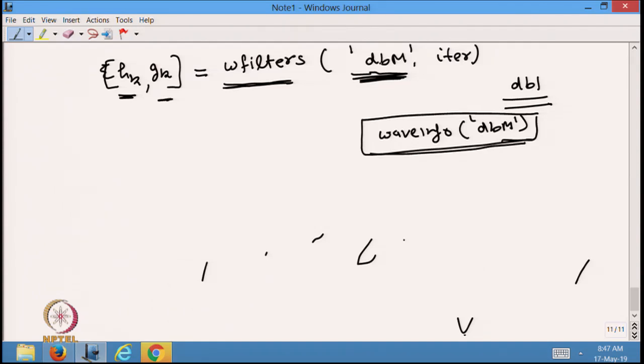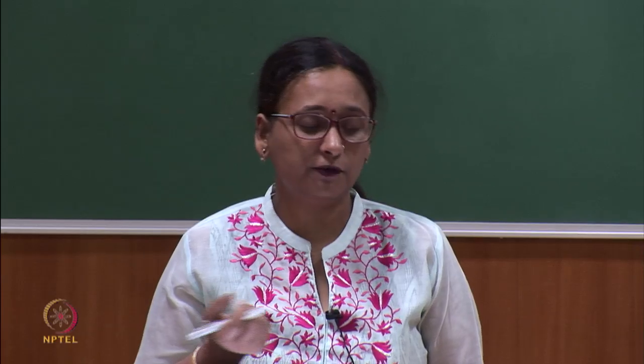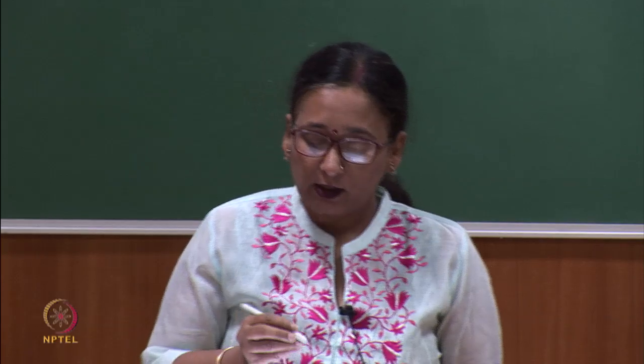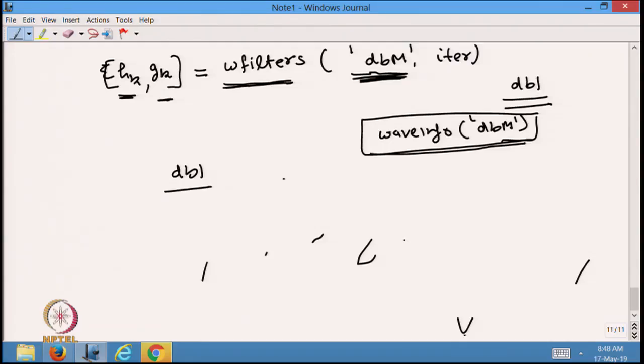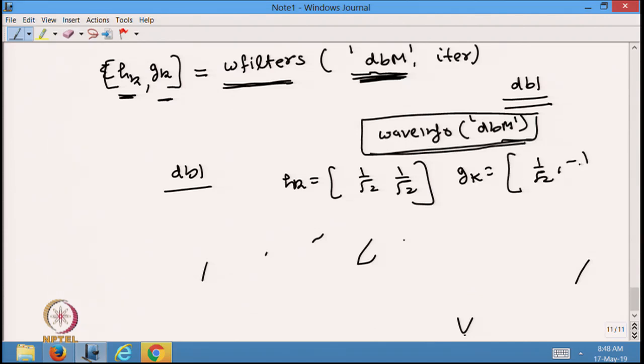Okay. So if I give db1, then you could see h0, h1 should be 1 by root 2, 1 by root 2, and g0, g1 should be 1 by root 2. So the result of db1 should come this way.